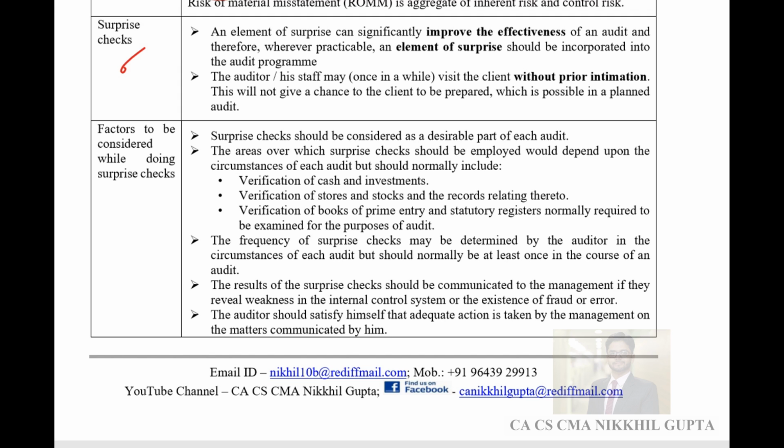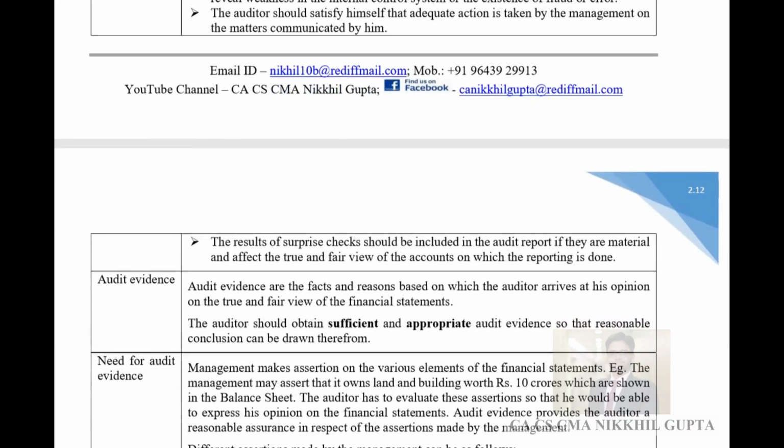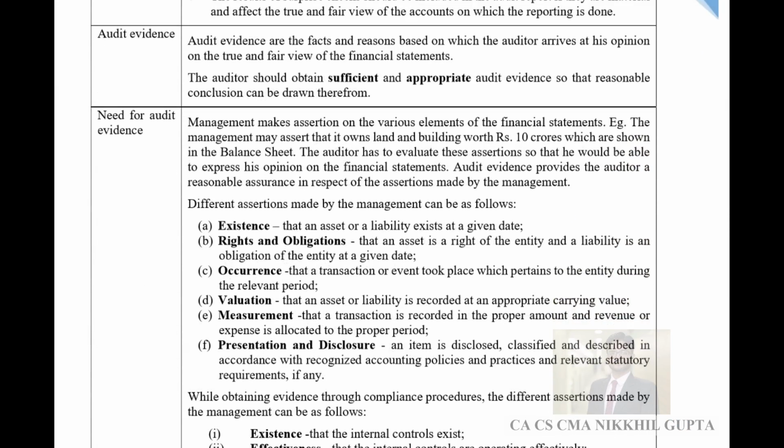So surprise checks are one of the important tools which are used to ensure that the management's work is being done properly. Then factors which are to be considered while doing surprise checks. Guys, these factors can be done by you very, very easily. These are simple factors which are to be seen while doing surprise checks, nothing complicated.